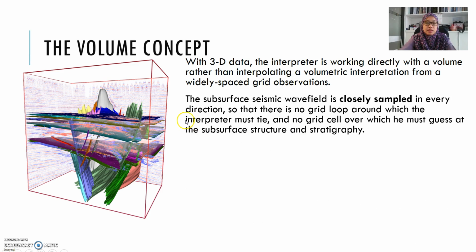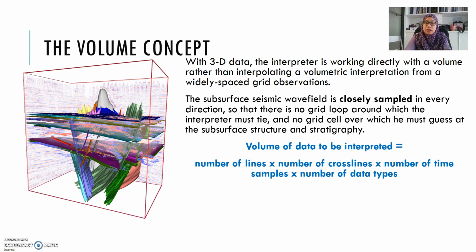In this subsurface seismic wave field, the wiggles are closely sampled in every direction so that there will be no gaps in between your data. This is where you don't have to interpolate your data, you don't have to just imagine what happened in between. In 3D data you can see exactly what is happening inside the subsurface. This avoids ambiguity, and we can reduce our guessing, and it definitely gives us more details and a more correct interpretation.